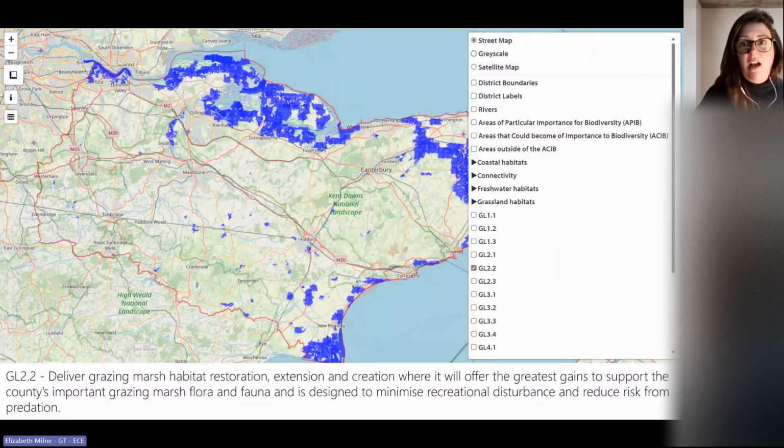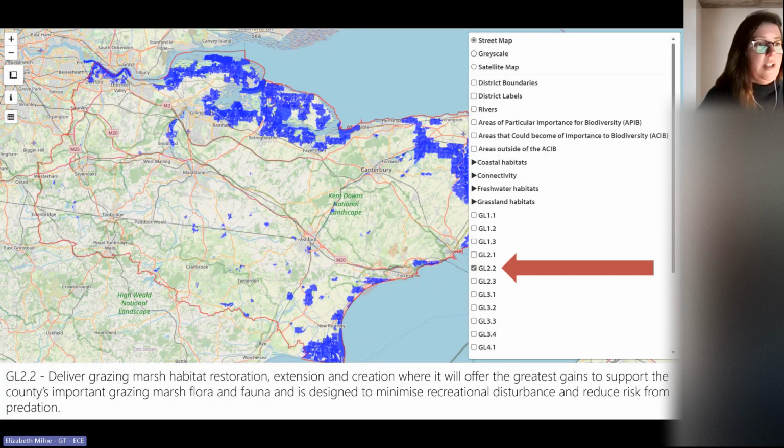From the drop-down box, you would select the particular measure you wish to. So I selected GL 2.2, and that will bring up mapping, and the blue areas on the map indicate where opportunities for delivery of this potential measure have been identified to exist. So this is how you would use the strategy's potential measures maps to look at where a particular action for nature has been identified could be delivered to aid the recovery of nature for grasslands in this case.